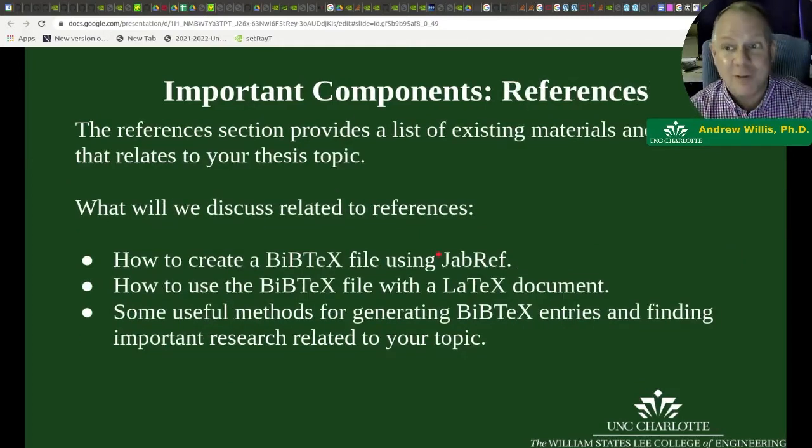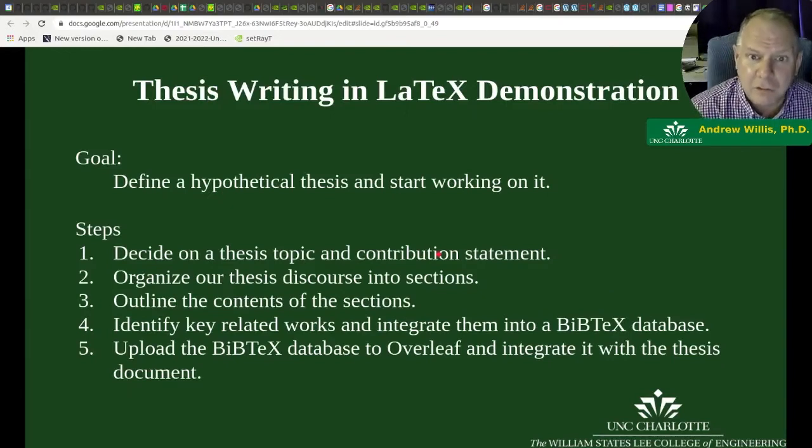So the references are very important as well, but the references is just a list of all the research in the area that you bring to bear as part of your discussion. So we're going to go over references as part of our discourse today. So let's get on to doing this writing in LaTeX demonstration.